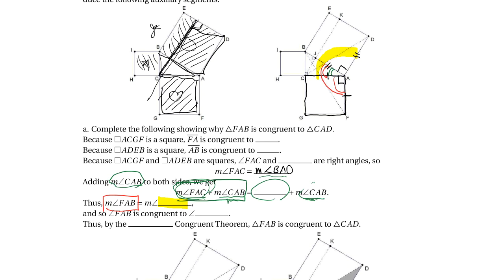So we can claim that angle FAB, the red one, is congruent to angle CAD, the yellow one. Then what we just showed here is, let me give you a separate shape. This is FAB, and another one is like this, CAD, right?